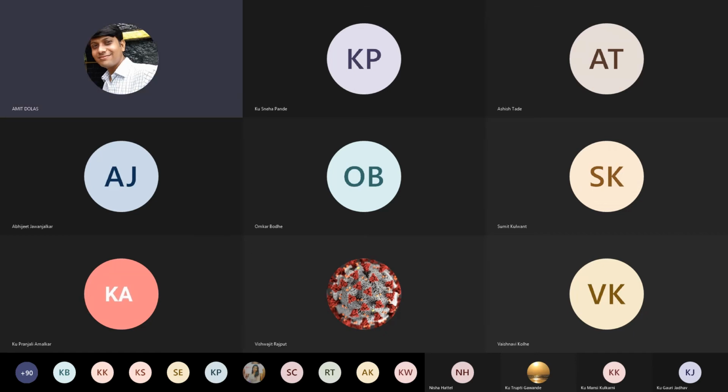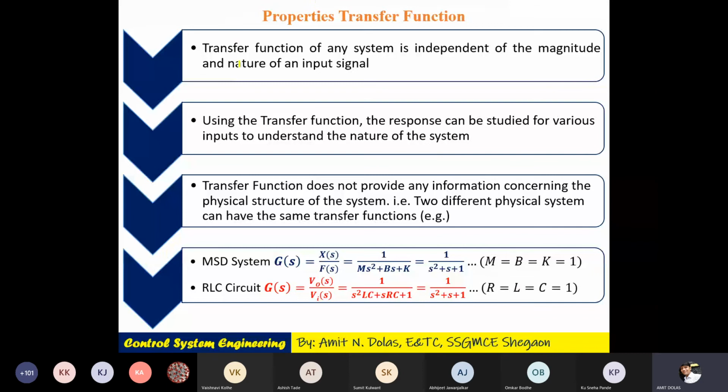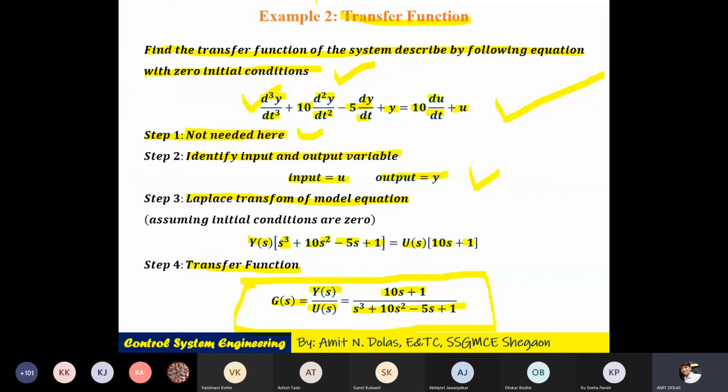Okay, so if there is no question, I'll just go through a single slide and later on I'll stop the lecture. Okay, so we have seen this example wherein several examples we have seen wherein we have understood how to get a transfer function. 4 steps only.